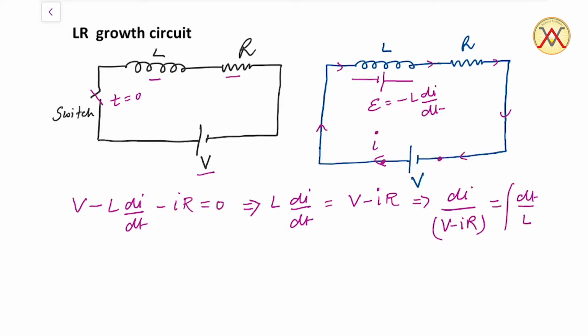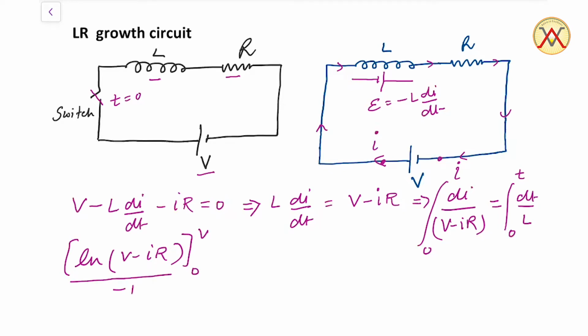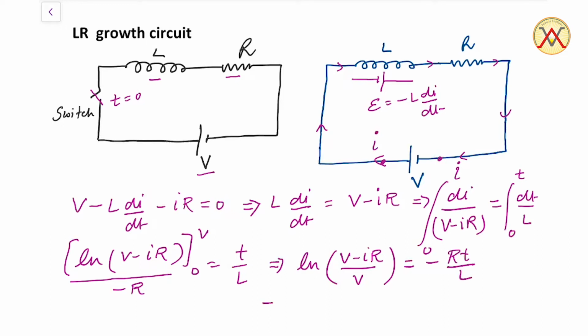Initially, at t equals 0, the current in the circuit is 0, and at any time t, the current in the circuit is I. After integration, we get log of V minus IR, with limits from 0 to I, divided by minus R, equals t by L. On solving this, we get ln of (V minus IR) over V equals minus Rt by L. On further solving, we get the value of current, I equals V upon R times (1 minus e raised to the power minus Rt by L).